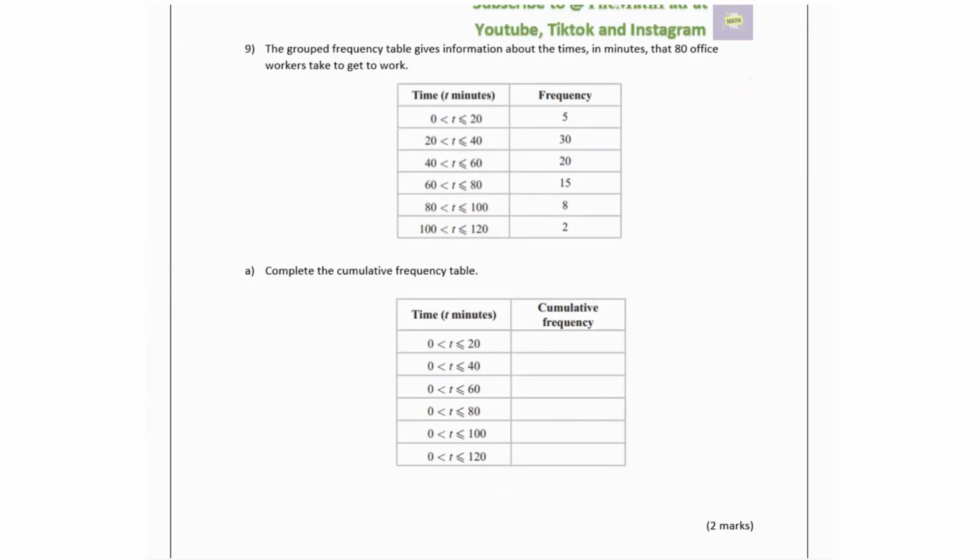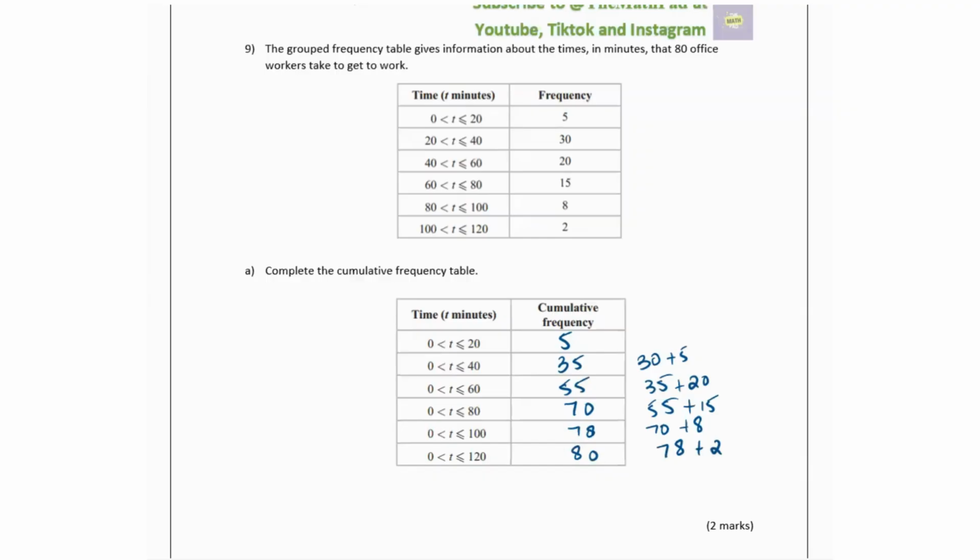So for example, you start with the first frequency, which is 5, and then we do 30 plus 5, which is 35. Then we do 35 plus 20, which is 55. Then we do 55 plus 15, that's going to be 70. Then 70 plus 8, 78, and then 78 plus 2, which is 80.